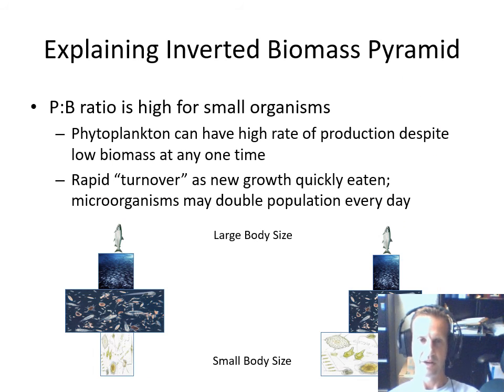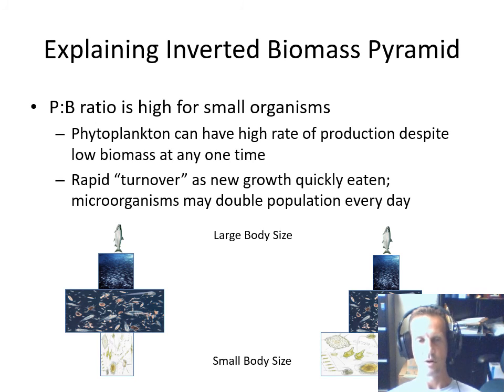So phytoplankton, because they're really small, and small organisms tend to have a high production to biomass ratio, they have this rapid turnover rate. Basically, phytoplankton might be able to double their population and biomass in a single day, but it's good that they can do that because they might be decimated and half of their biomass consumed by the zooplankton in a single day. So they're cranking out production, but it's rapidly being consumed. So they don't have a large accumulation of biomass, even though they have really high productivity.